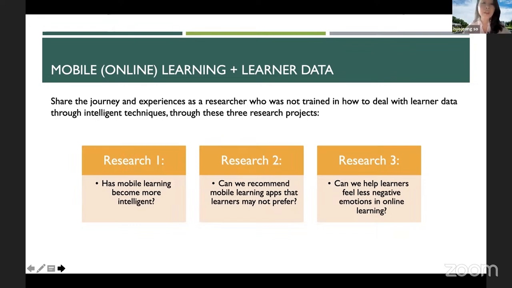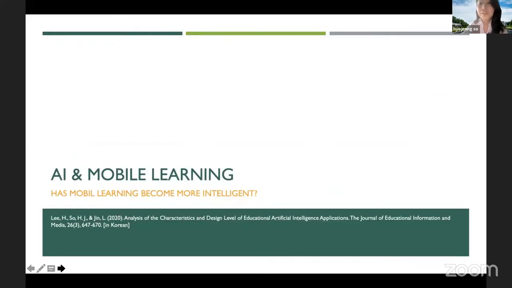So the first project is about whether mobile learning really becomes more intelligent, as a background. In the second, I tried to develop a recommendation system, but one that students may not like, may not prefer. And the third project is whether we can help students feel less negative emotion in online learning. Here is the first research project about mobile learning and AI.